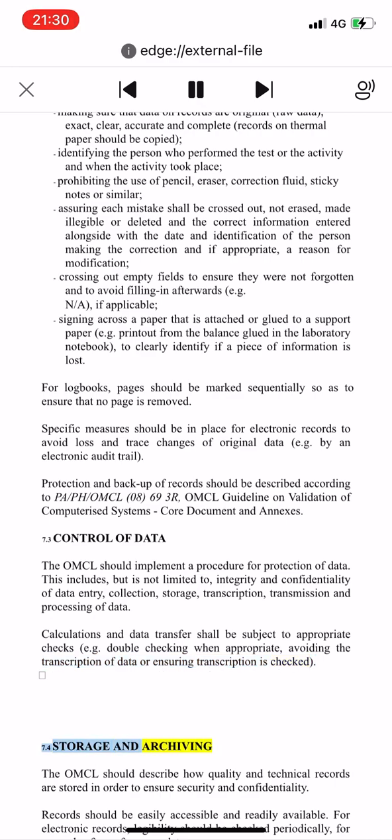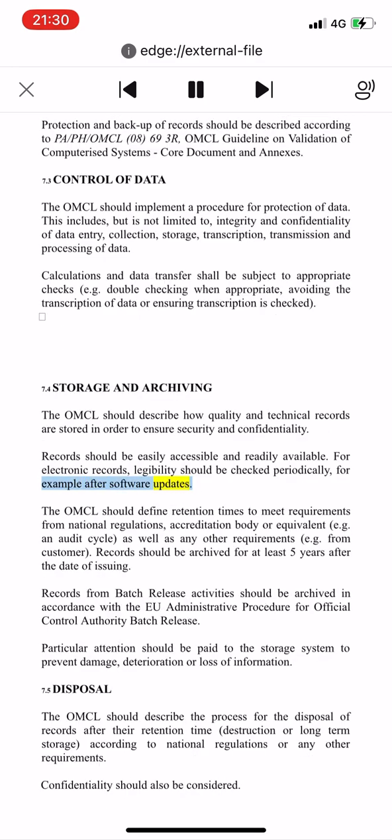7.4 Storage and Archiving. The OMCL should describe how quality and technical records are stored in order to ensure security and confidentiality. Records should be easily accessible and readily available. For electronic records, legibility should be checked periodically, for example after software updates.